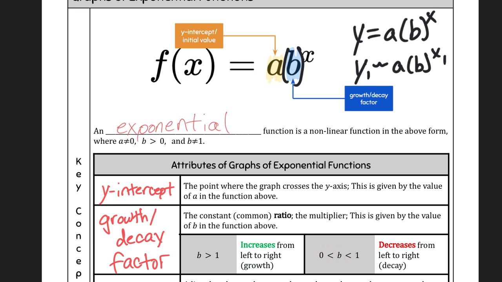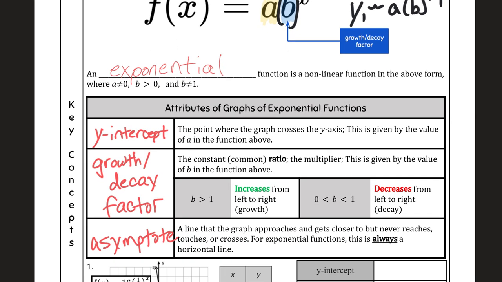Also, another way you can tell is if the graph increases from left to right, which means it's going up from left to right, then it is growth. If the graph is going down from left to right, then you'll know that it is decay. The last thing I want to go over is asymptote. Asymptote is going to be a line that the graph approaches and gets closer to, but never reaches, touches or crosses. For exponential functions, it will always be the horizontal line.